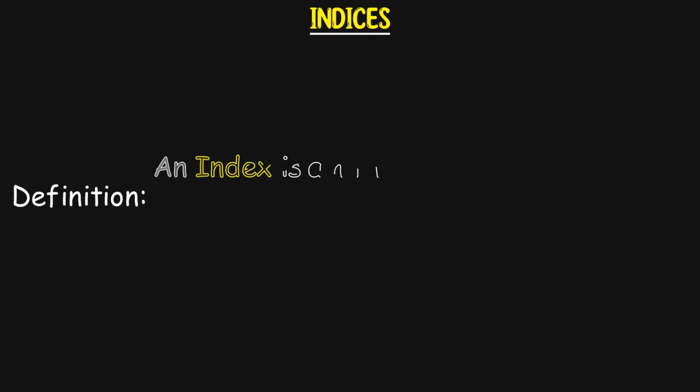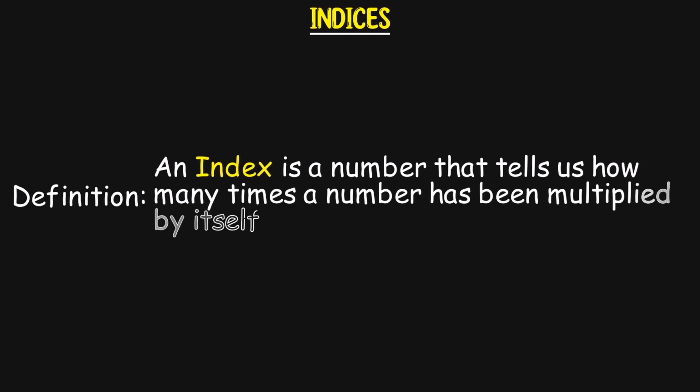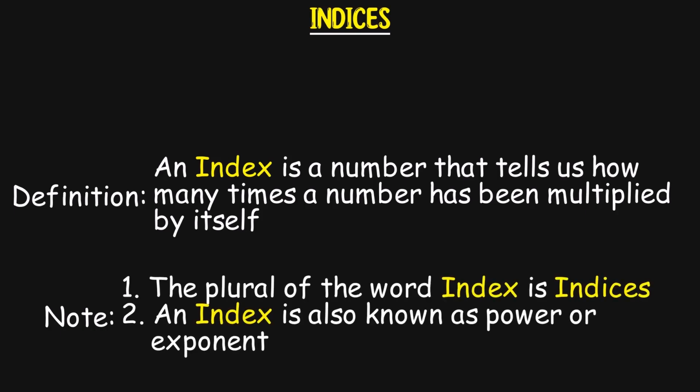An index is a number that tells us how many times a number has been multiplied by itself. Now, there are 3 important things to note. The first thing is the plural of the word index is indices. And the second thing is that an index is also known as a power or an exponent.